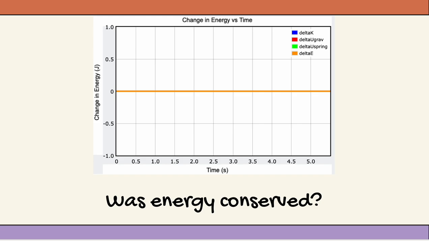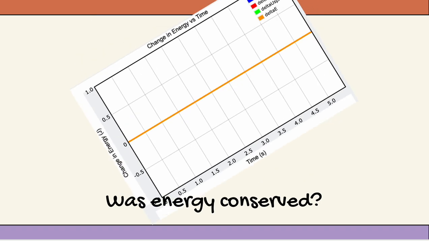In terms of energy conservation, I believe the total energy of the system is conserved. Considering the mass, spring, and earth as part of the system results in a consistent change in energy, as indicated by the horizontal orange line.